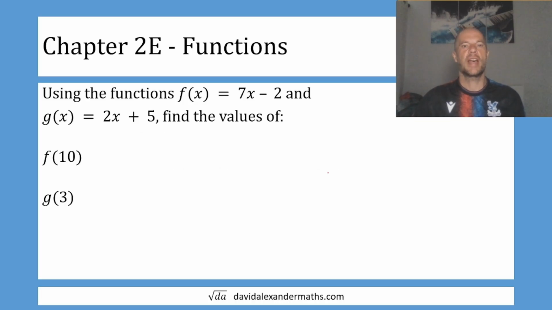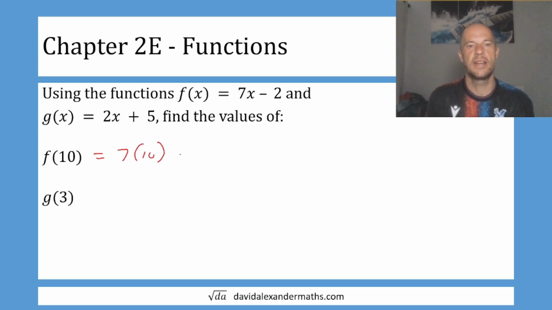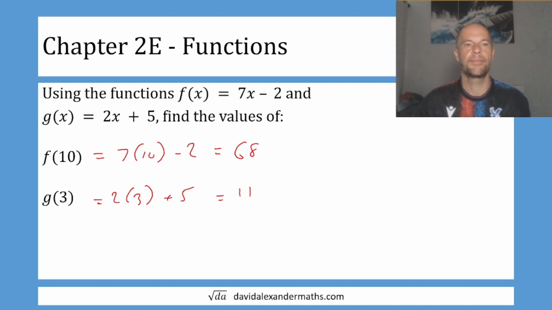Okay, using the functions f of x is 7x take 2 and g of x is 2x plus 5, find the values of f of 10 and g of 3. So all this means is 10 is our input. So we're putting this into this function, so that's going to be 7 lots of 10, take away 2, so 70 take 2, which is 68. The g of 3, that means 2 lots of 3 plus 5, 6 plus 5, so that is 11.